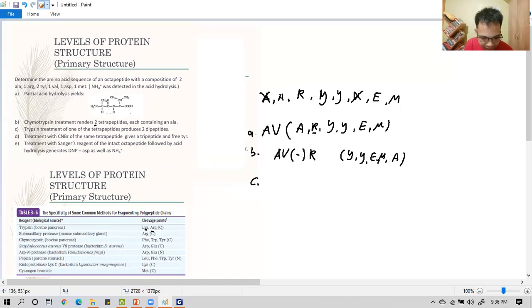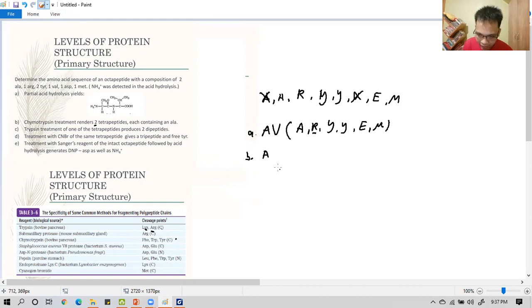So ano ba yung trypsin natin, guys? Ay, sorry guys, wait. Chymotrypsin. Ito pala. Sorry guys. Chymotrypsin pala yung sinasabi dito. Wait. Chymotrypsin. So let's X this. Okay. Sa may chymotrypsin daw, okay, nag-yield daw dito ng 2 tetrapeptides.